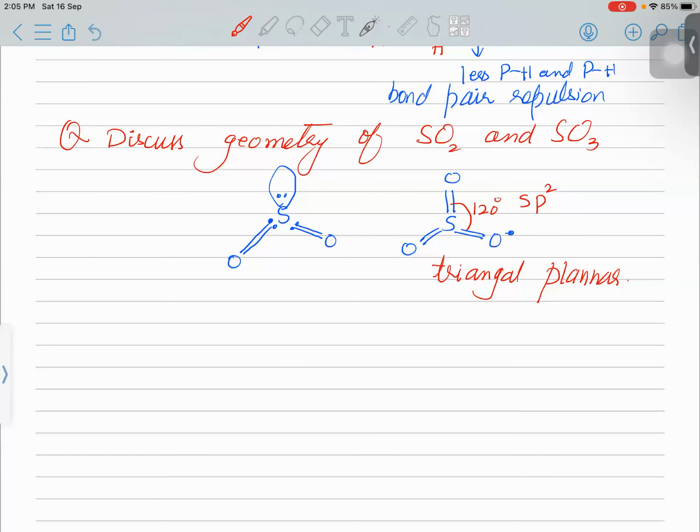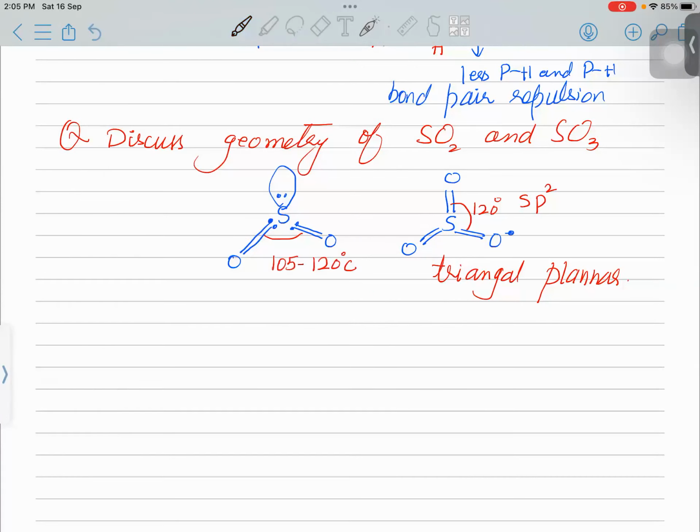And what about SO2? Yes, sp2 as well, but the bond angle will be 117.5. Less than 120 or greater than 120? Less than, because of the lone pair. So it is between 105 and 120 degrees. 106 is a wrong answer, 120 is a wrong answer. Between 105 and 120.